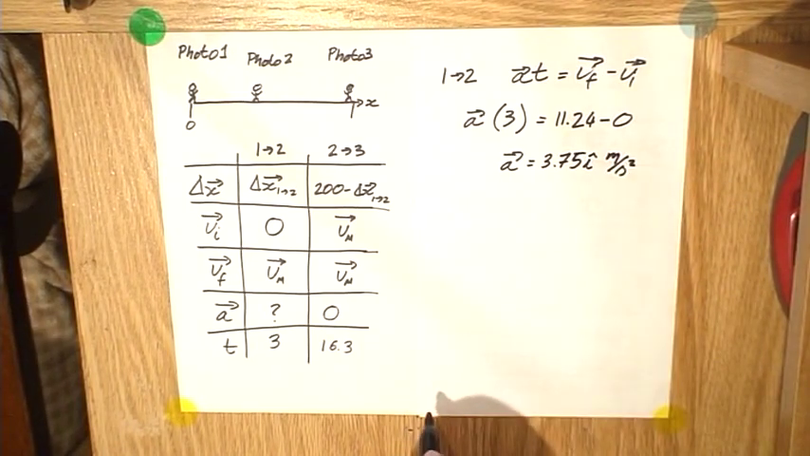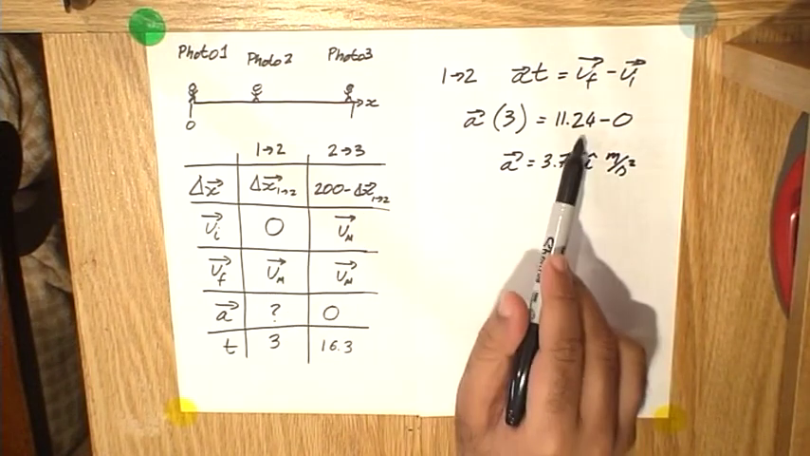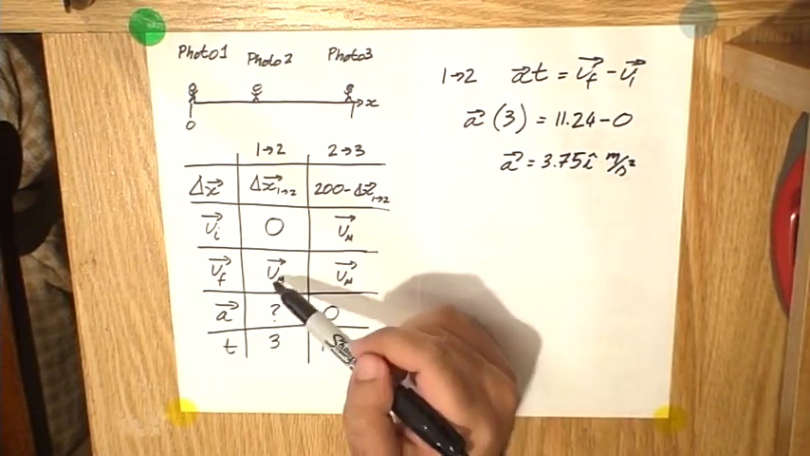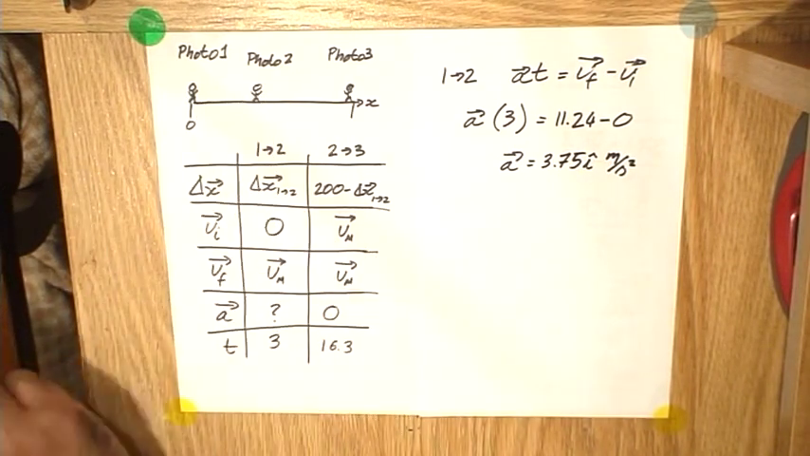And if we really wanted to, we could use all of this information that we have in 1 to 2, since we've now solved for his final velocity from 1 to 2, to figure out what his displacement was between photo 1 and photo 2.